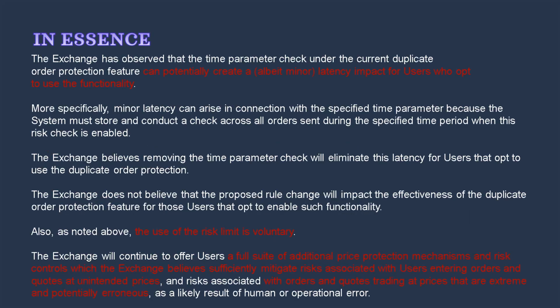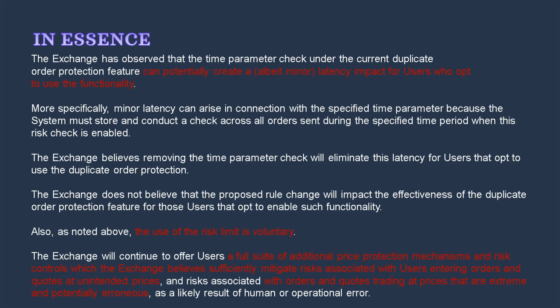In essence, the exchange has observed that the time parameter check under the current duplicate order protection feature can potentially create a latency impact for users who opt to use the functionality. More specifically, minor latency can arise in connection with the specified time parameter because the system must store and conduct a check across all orders sent during the specified time period when this risk check is enabled. The exchange believes removing the time parameter check will eliminate this latency for users that opt to use the duplicate order protection, and the exchange does not believe that the proposed rule change will impact the effectiveness of the duplicate order protection feature for those users that opt to enable such functionality.